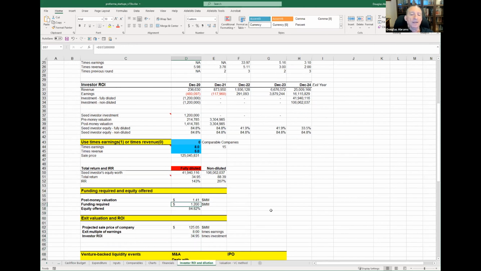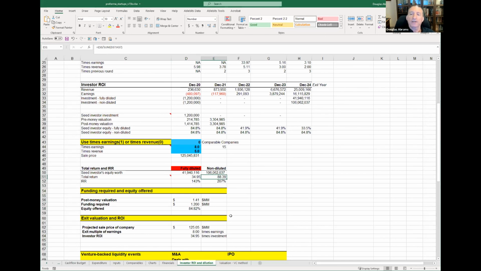Original valuation was 1.4 million. The original investment was 1.2 million. This means that the investor got 84%, which, as I mentioned, is way too high. Then this means that at exit, the seed investor on a fully diluted basis got $42 million, which is about 35 times their original investment. Now you can see that if they were not diluted, they would have got double that.